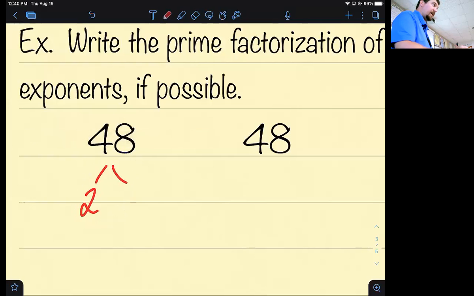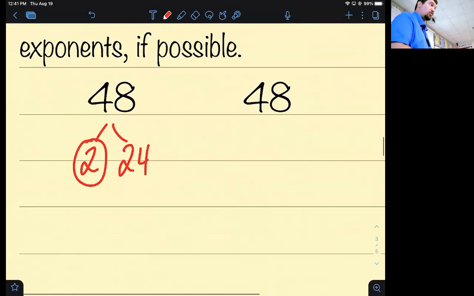2 times what? 48? 2 times 24. There you go. Now 2 is prime, so we circle it, and then we try to break down 24. Now 24 is also even, so guess what goes into it? 2 again. That's going to be 2 times 12.